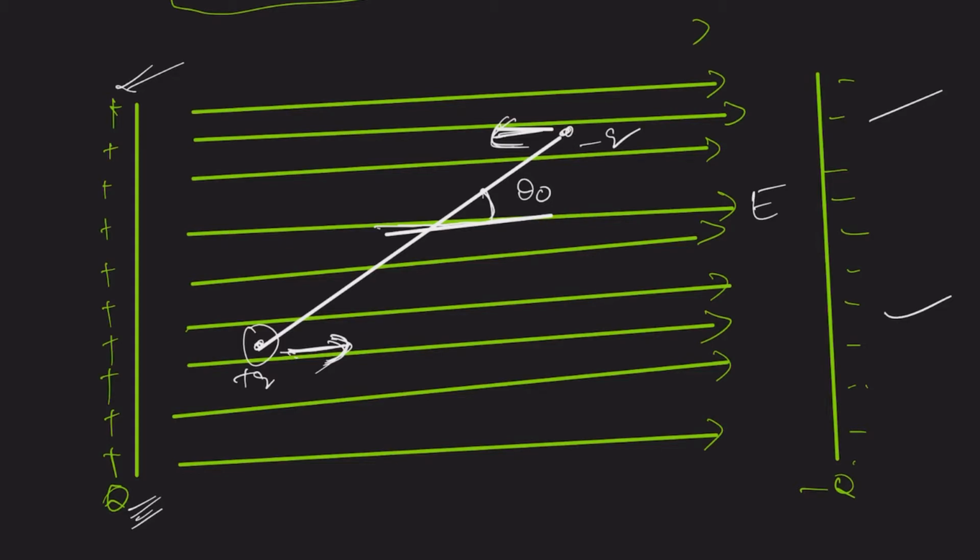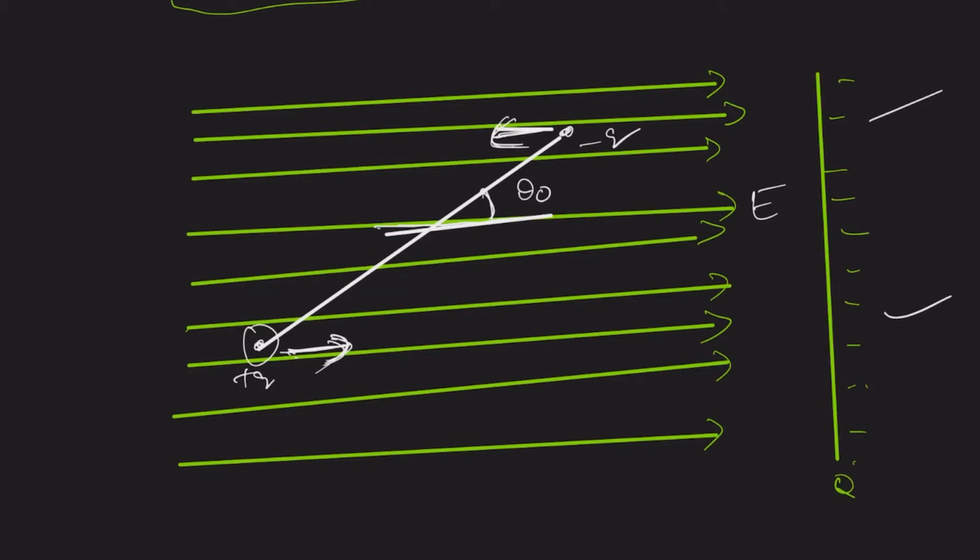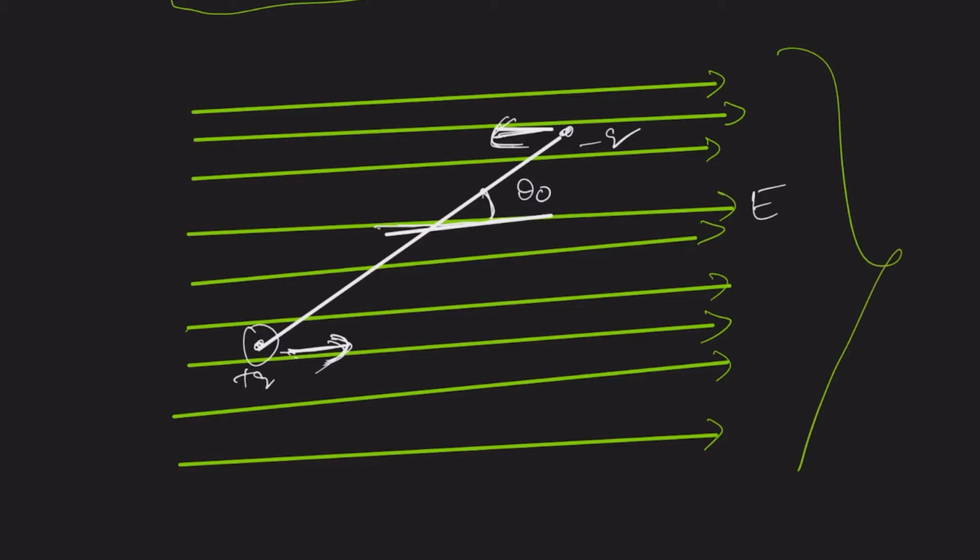While showing the uniform electric field, don't show these plates. It is not necessary to show this positive plate and negative plate. So this represents the uniform electric field. Okay, no need to draw the parallel plates.